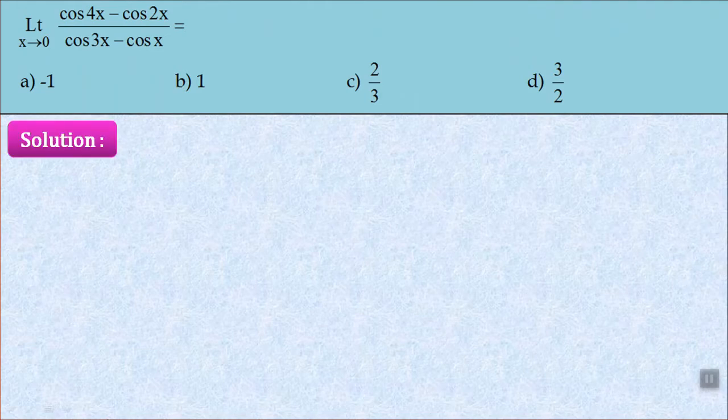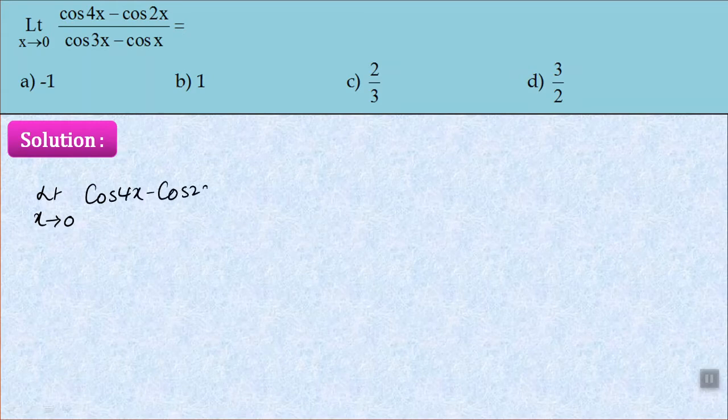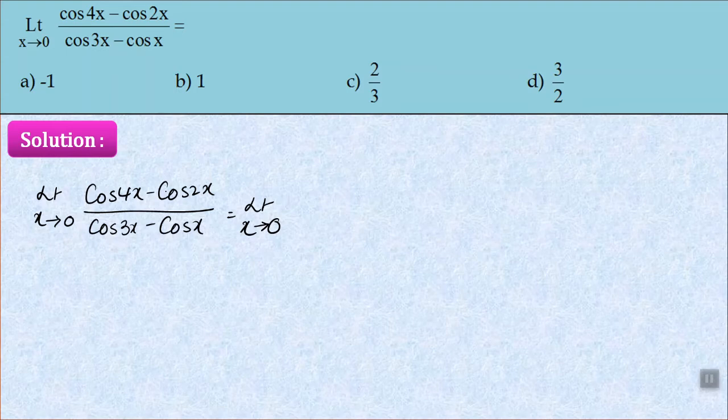Dear students, the given question is limit x tends to 0, (cos 4x minus cos 2x) divided by (cos 3x minus cos x). Here we substitute the limit. We know that cos 0 is 1, so 1 minus 1 divided by 1 minus 1. It is in the form of 0 by 0, indeterminate form. So here limit x tends to 0. Here we apply the formula.